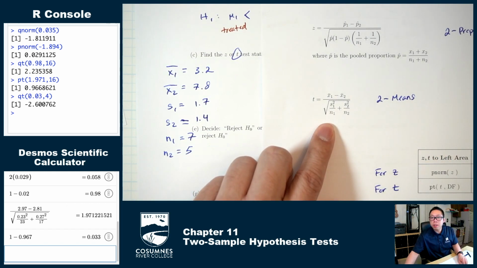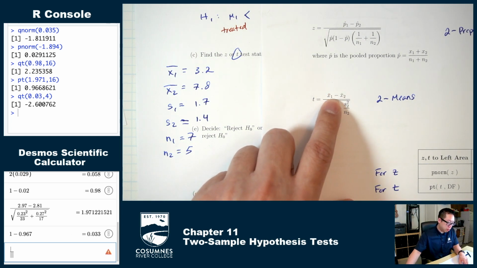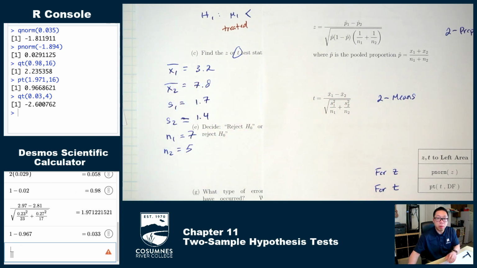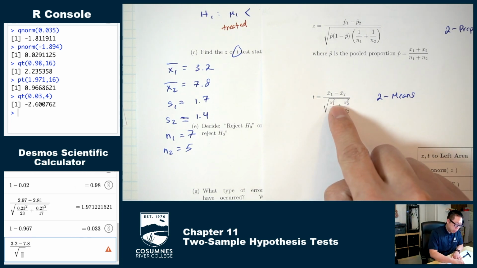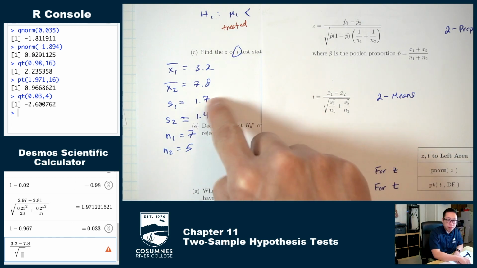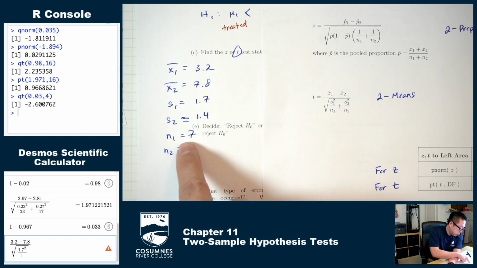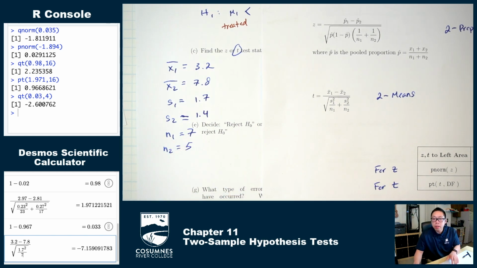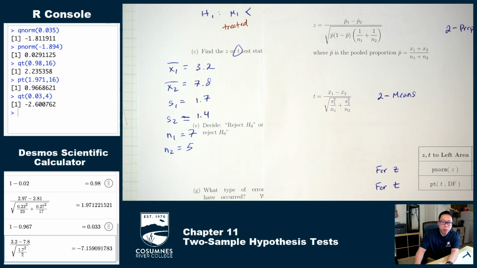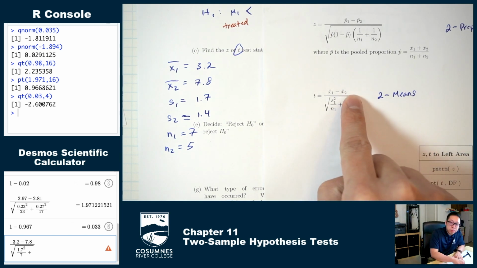So we'll start off with a fraction. Up top, x1 bar minus x2 bar. That's going to be 3.2 minus 7.8. On the bottom, square root, fraction. S1 squared over N1. S1 is 1.7, so 1.7 squared over N1, which is 7. Okay, plus, so this is where you want to move your cursor just to the right of that fraction and hit plus. Make sure the plus is under the square root still.